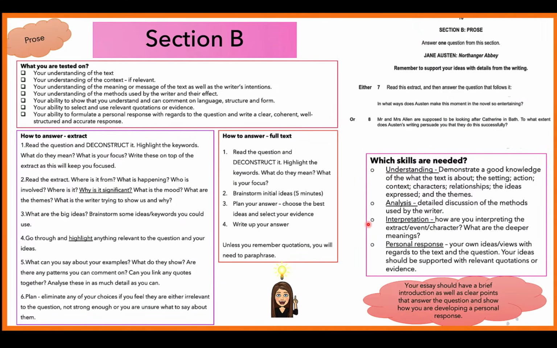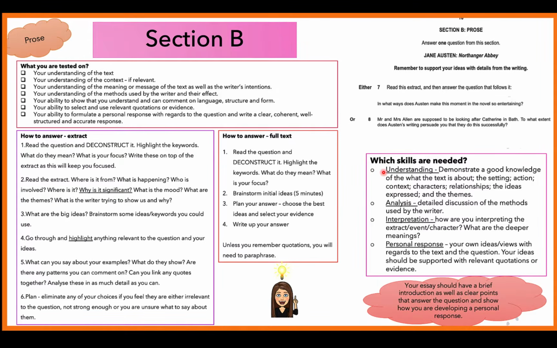Okay, and on to section B, which is the prose section. A lot of the things that you're being tested on is the same as what you're being tested on for poetry. So all of this is exactly the same in terms of you've got to show that you understand the text, the meaning, the message, what's the writer's intention. Methods are the same. You still want to make sure that you're talking about language, structure and form of the prose text that you've been looking at. The only difference here is that because you've got two different types of question, how you answer them is going to be slightly different.